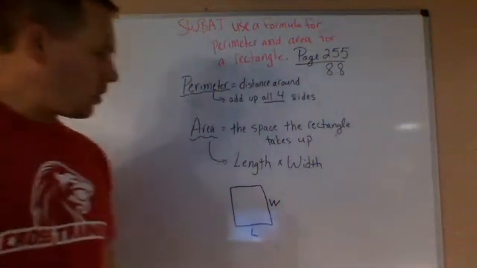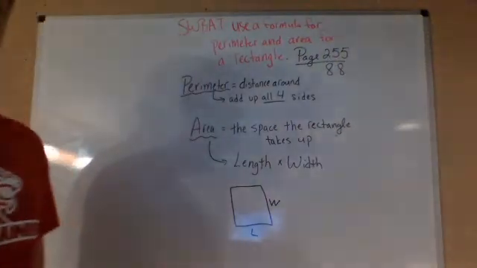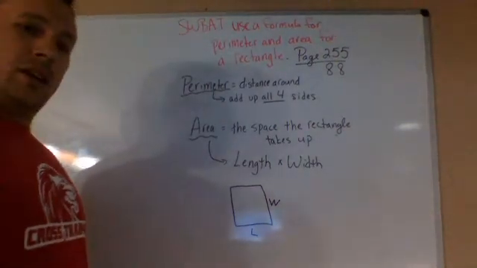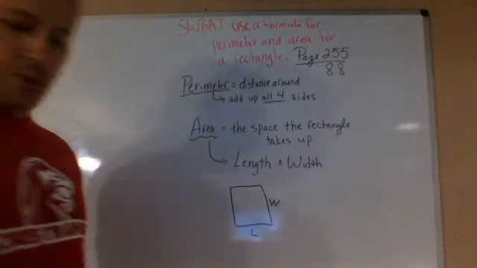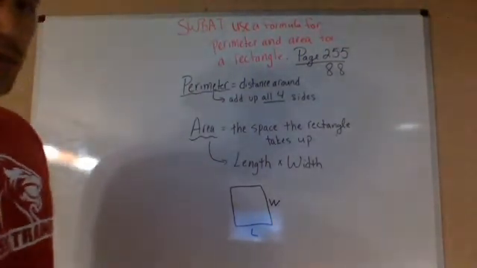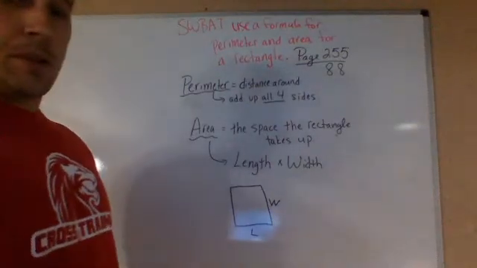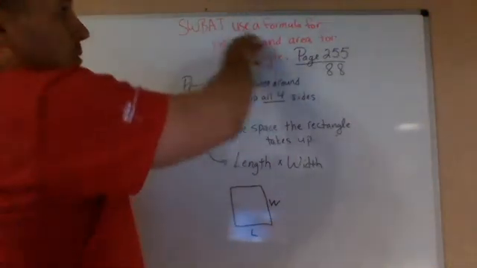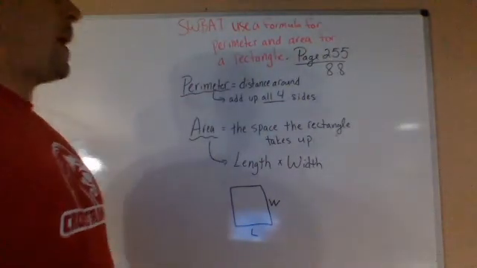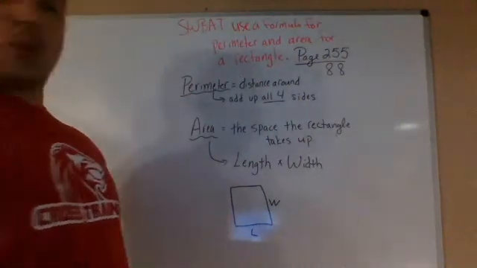Okay, well, here we go with lesson 8.8. We just did line plots, but now we're going on to something called perimeter and area. Some of you are already familiar with this, so maybe some of this isn't new to you, but maybe for some of you it is. Students will be able to use a formula for perimeter and area for a rectangle.